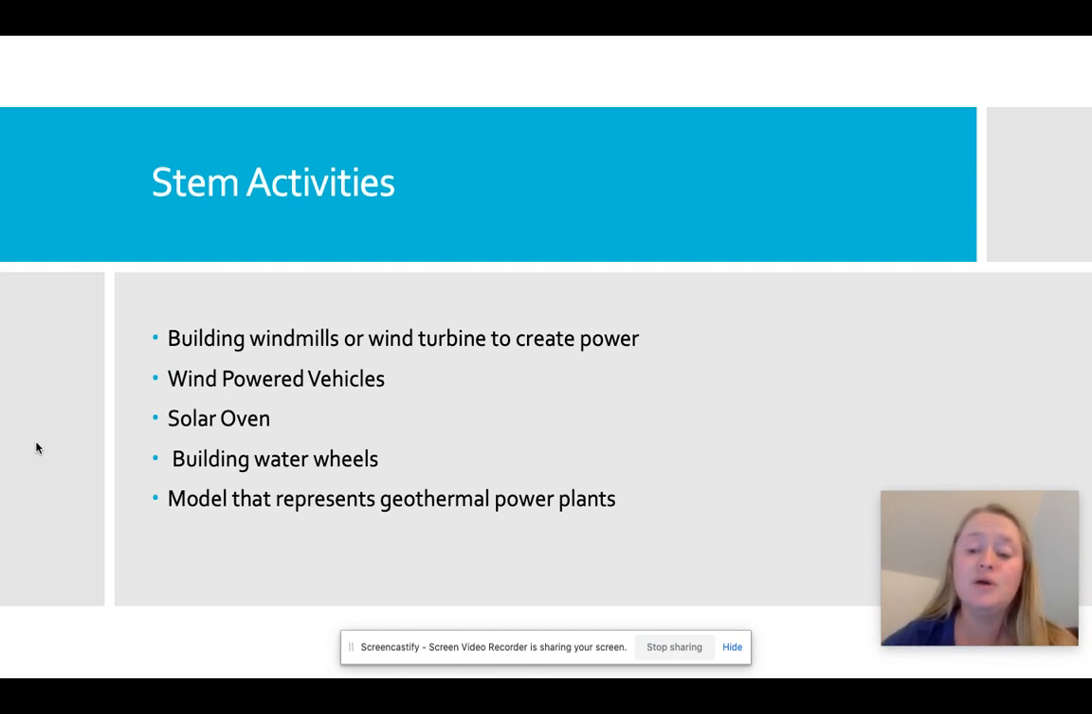These are just a few ideas that I've found that you could do in the classroom, but there are so many more out there that will help the students better understand how solar power, geothermal power, hydropower, wind power, and biomass energy can be applied in their lives.